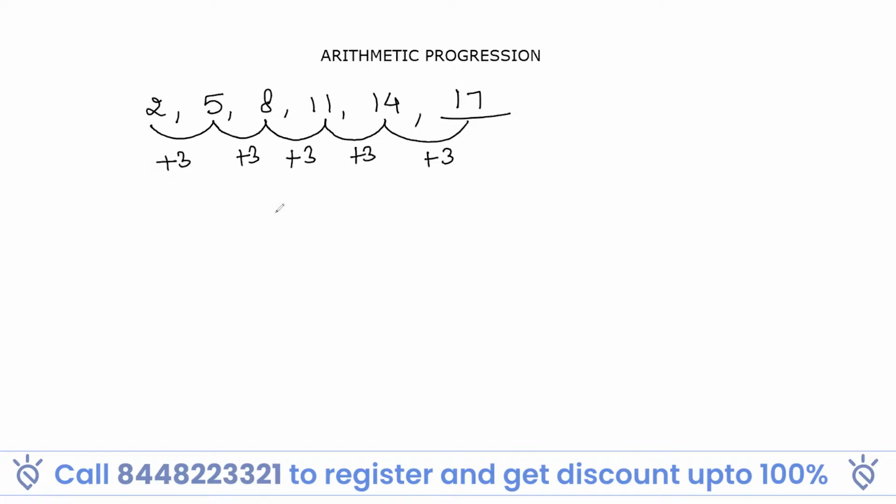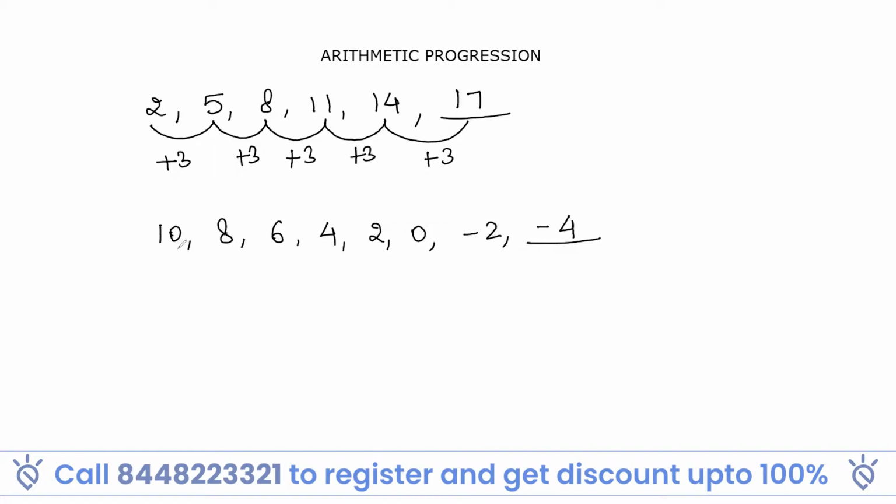Now I am writing another sequence on the board. Please observe this. So we have 10, then we have 8, then we have 6, 4, 2, 0, minus 2. Now you give me the next term after this. What would be the next one? Perfect. Very good. It would be minus 4.